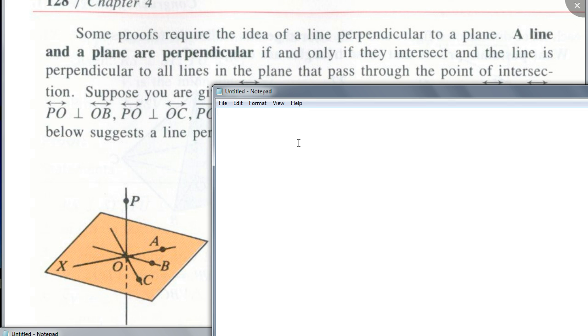Isn't it like if you tilt PO toward the side that's closest to A, angle POB will still be a right angle. Angle POB will still remain a right angle. But angle POA won't. You can bend it. Okay, I get it.